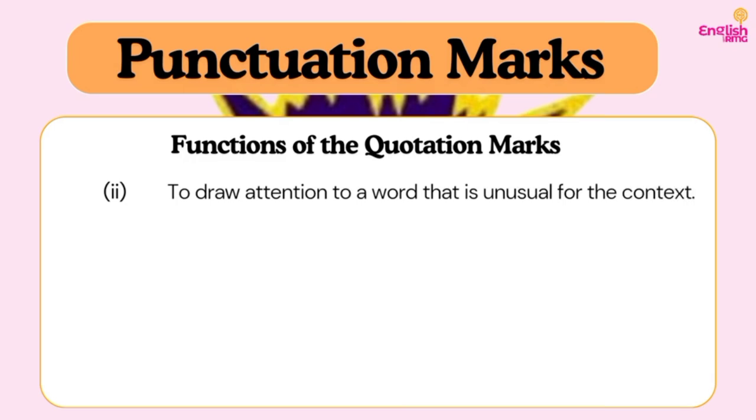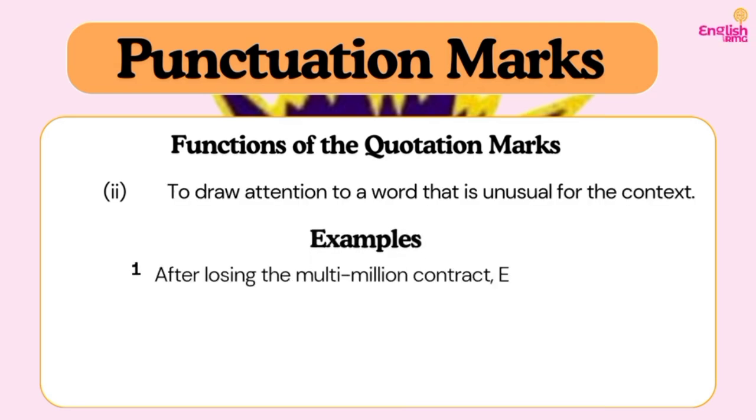So, function 2 is to draw attention to a word that is unusual for the context. Okay, so this is something you should be familiar with. Even when you engage in a physical conversation with people, you will hear people say quote and unquote. This is what I mean. Sometimes when you say that this word is in quote, you are trying to say that I'm using this word for an unusual meaning. That is not the regular meaning that everybody knows, not the dictionary meaning. I'm actually having another meaning behind it.